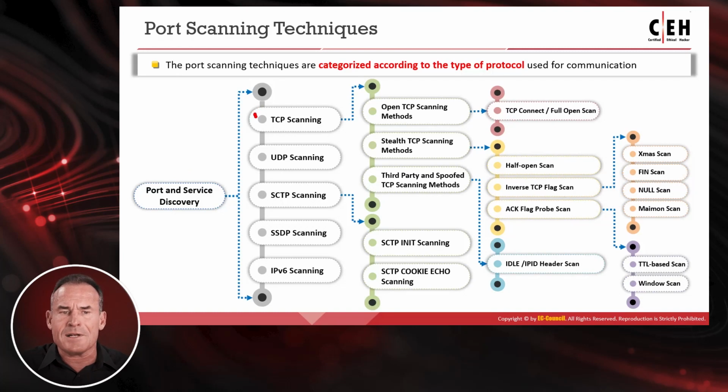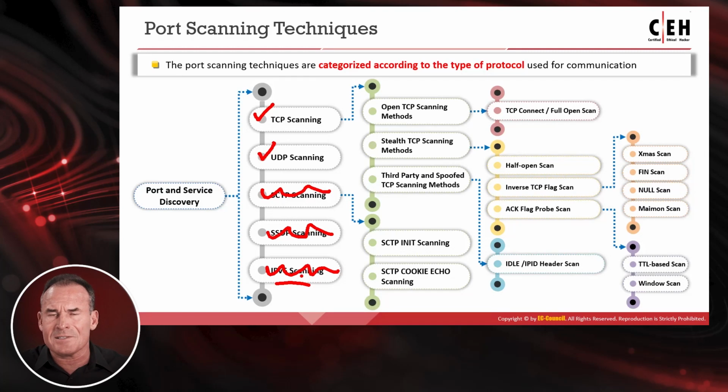We're going to focus on TCP and UDP. We're not going to worry about SCTP or SSDP or IPv6 right now. Now, I'll come back to IPv6 a little bit, but we see a lot of IPv4 in networks, even though IPv6 has been out for years. I got a little story about that. We're going to circle back to it.